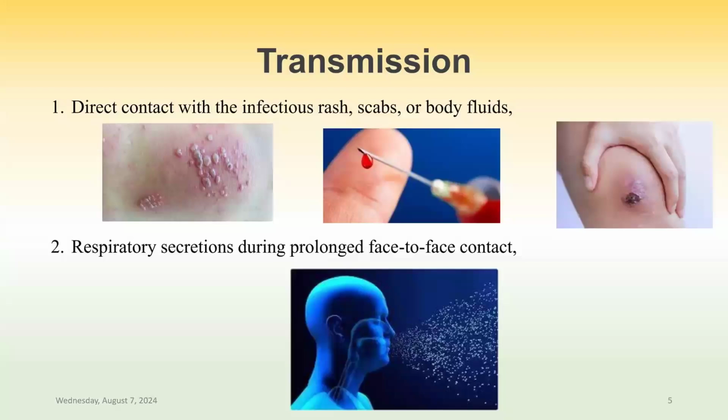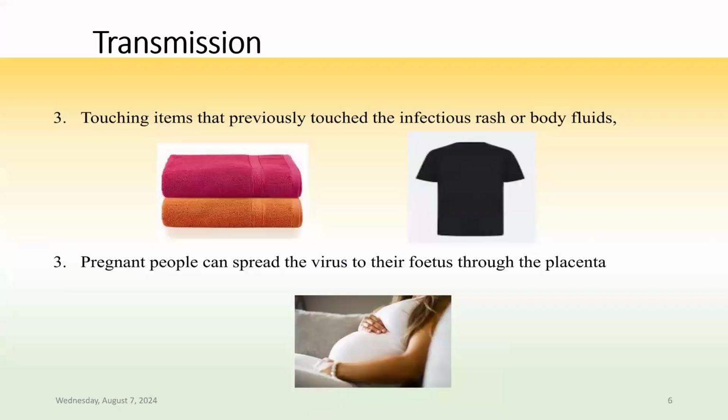This is what the mode of transmission is also talking about. We have direct contact with infectious rash, scabs, or body fluids. Then respiratory secretions during prolonged face-to-face contact. Then also touching items that previously touched the infectious rash or body fluids. Then the first presentation also talked about pregnant mothers spreading the virus to the fetus through the placenta.